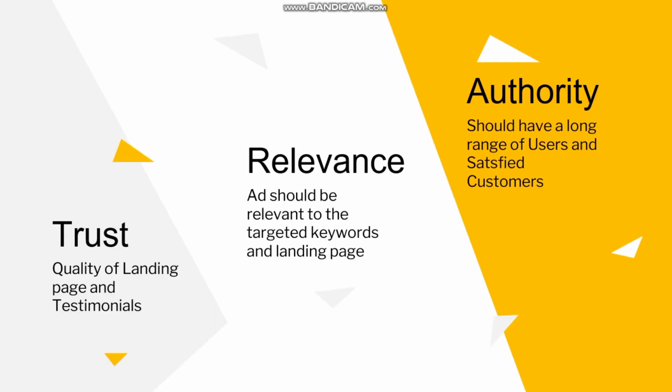Now you have to keep in mind these three things: the trust, the quality of the landing page, and testimonials. This enhances your conversion rate and hence gives good Google Ads performance as well. So you have to check your landing page speed, the color theme, and good ad copy. Now the second thing is relevance. It should be relevant to your targeted keywords. If your landing page is a good one about any industry but it is not relevant to your ad, it would not work for you.